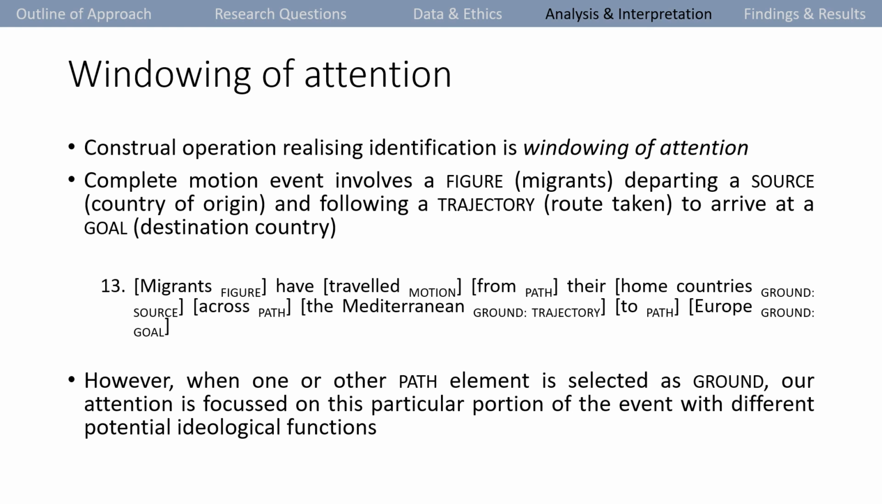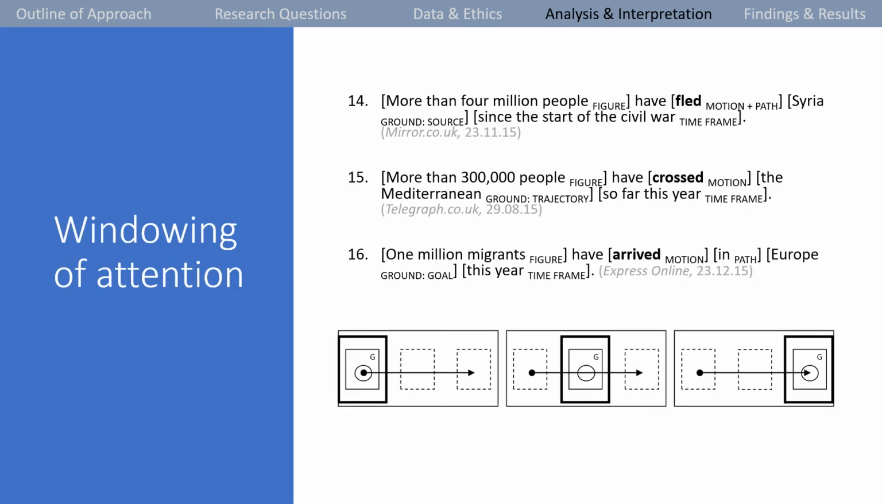Of course, multiple grounds may be specified, and if all three path elements are expressed, then our attention is directed over the entire event. This is the case in the hypothetical example here. In practice, however, attested language usages tend to window or select for particular attention different portions of this process, and different verbs are associated with different types of windowing. In immigration discourse, for example, a verb like flee is associated with initial path windowing, while a verb like arrive is associated with final path windowing. A verb like cross is associated with medial path windowing.